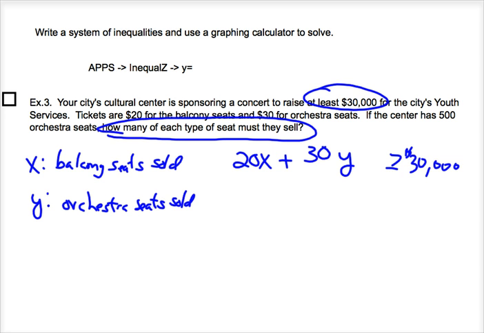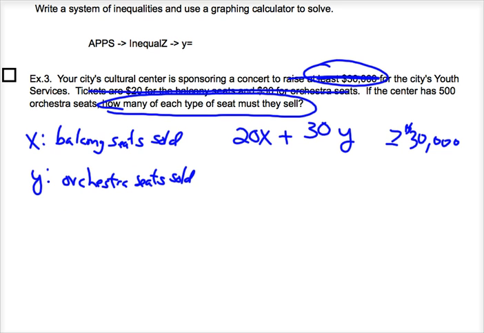I'm done with this information. I'm not going to use it anymore. Once you use some information, don't use it anymore. I still have one more thing. It says the center has 500 orchestra seats. Well, be clear that it says orchestra seats, so that I'm only going to use y. Don't use x, because it's only talking about orchestra.